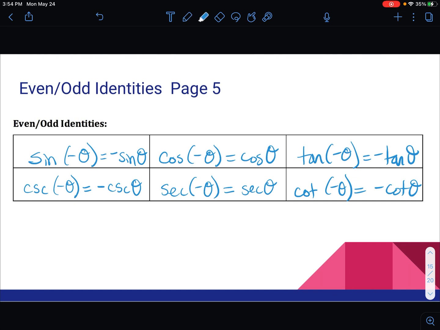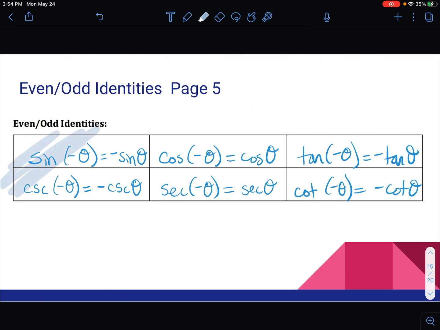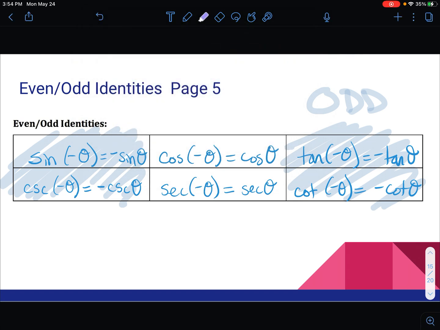So these, let's see if we can get a lighter color here. We'll just do that one, I guess. So the outer ones are odd. And then let's get another color here. Let's do purple. And these middle ones are even. So we'll be able to use these now when we are proving our identities.